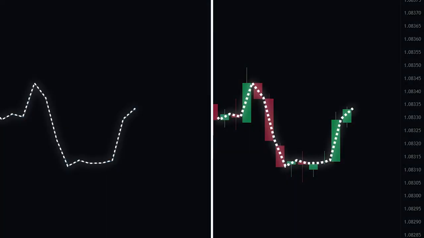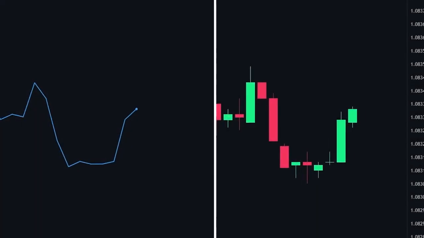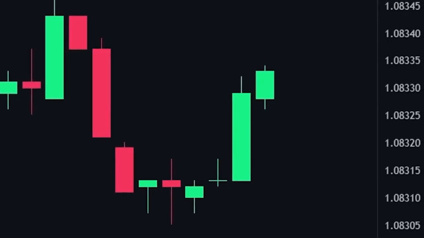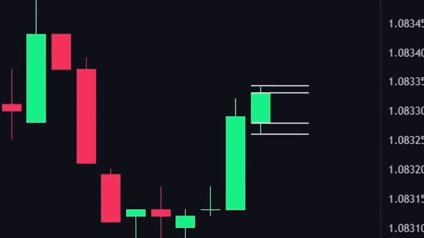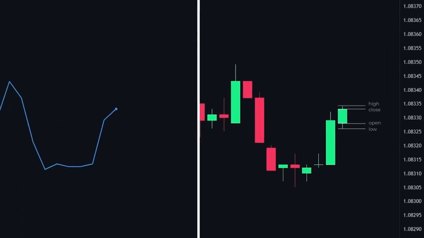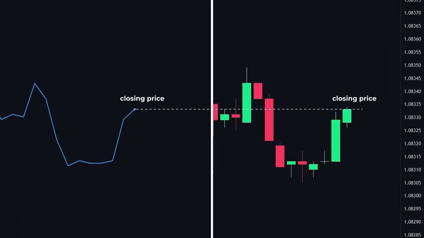As you can see, both charts move in a similar shape, which is expected since they both display the price. However, notice that the line chart only shows us one piece of information, the closing price for each period. In contrast, the candlestick chart provides 4 pieces of information for the same time period. First, there's the open, which is the opening price for that period. Next is the high, which shows the highest price reached within that period. Then, there's the low, which is the lowest price reached during that period, and finally the close, which is the closing price.